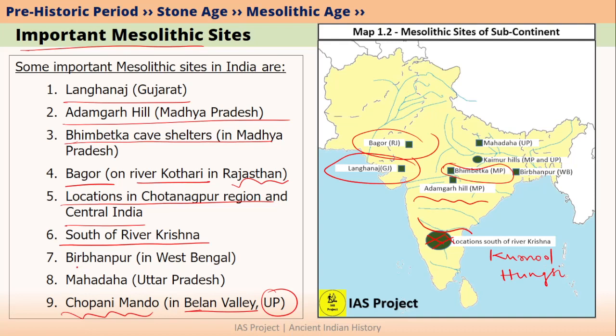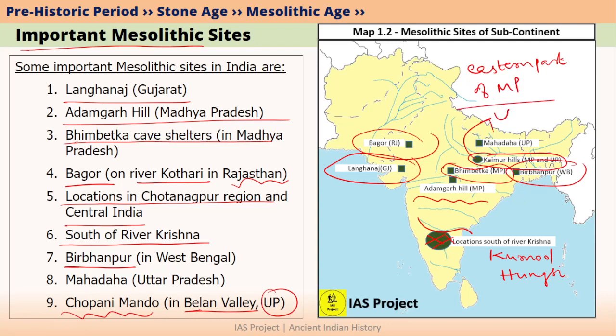In West Bengal, Birbhanpur is a famous Mesolithic site. It is over here. We also have sites in Kaimur Hills. Kaimur Hills are located in the eastern part of Madhya Pradesh, and they extend into UP as well as Bihar. Kaimur Hills are eastern ranges or eastern extensions of Vindhyas. This is all your geography knowledge. The next site is Mahadaha, which is located in Uttar Pradesh.